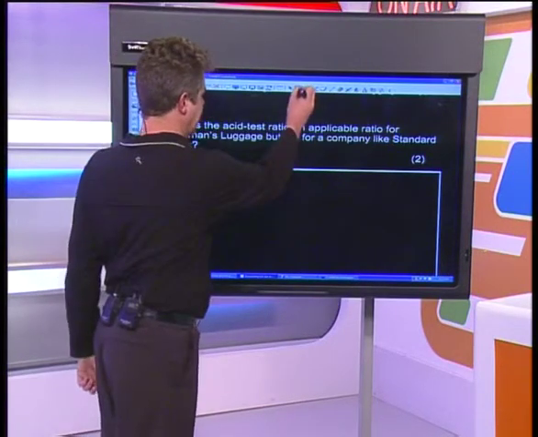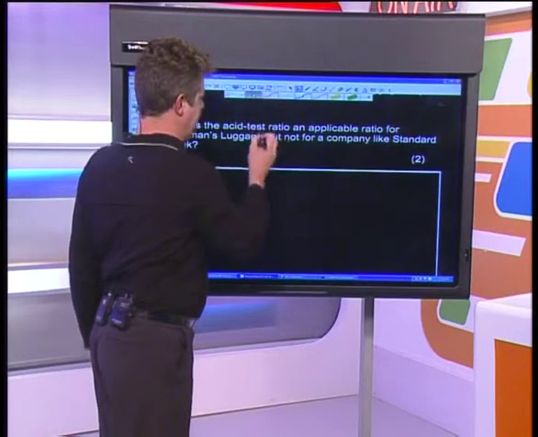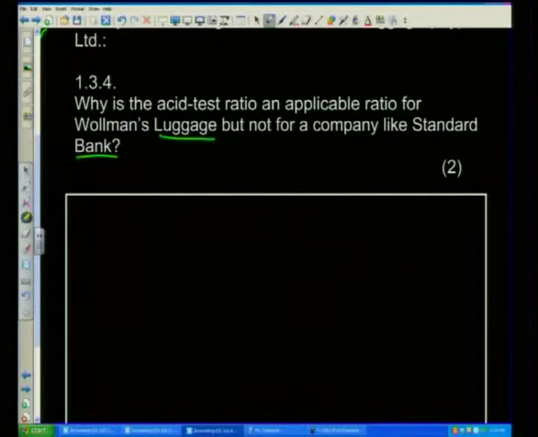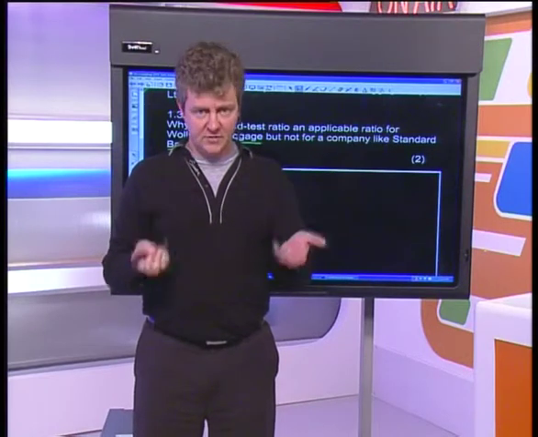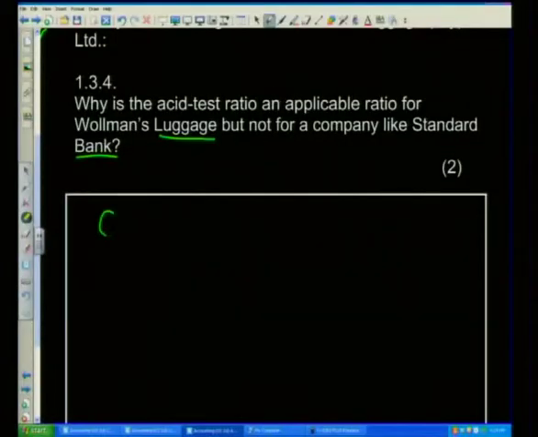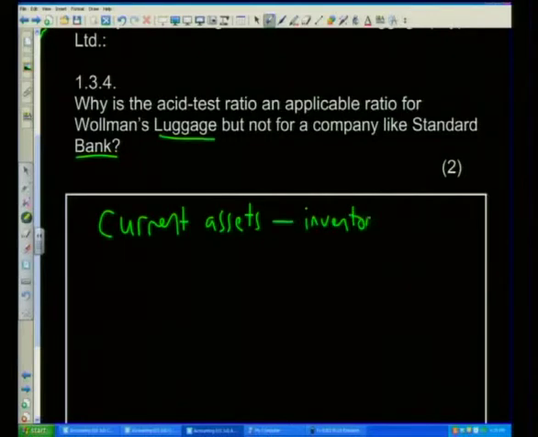Well, the main thing is that Woolman's Luggage is a business that sells luggage, whereas Standard Bank doesn't actually sell a product. Banks are service providers. They keep your money, and as a result, they provide a service for you. But they don't actually physically sell you anything. So if you look at the acid test ratio, the formula is current assets minus inventory. And we put that as a ratio to current liabilities.